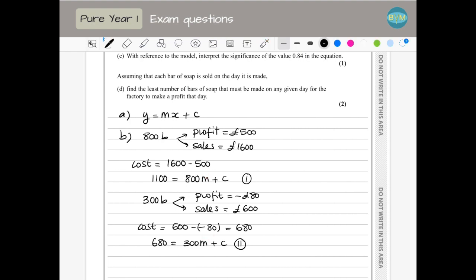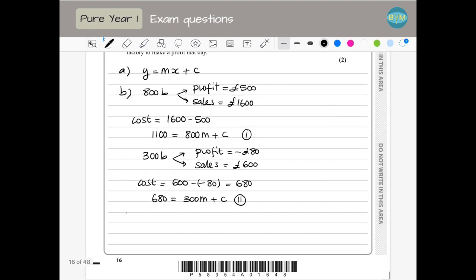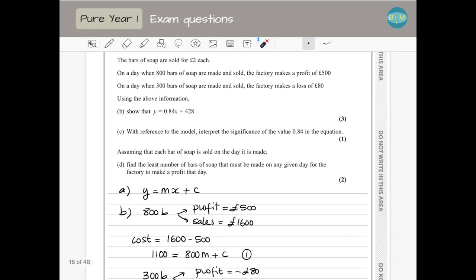So the only thing we need to do is to solve simultaneous equations. It doesn't matter how you do it, it's really up to you: 800M plus C. We can, for example, subtract them, get rid of C, and then when we find M, substitute and find C. But the values that you get are precisely the values that you have to find. So M is 0.84 and C is 428. So this is part B.